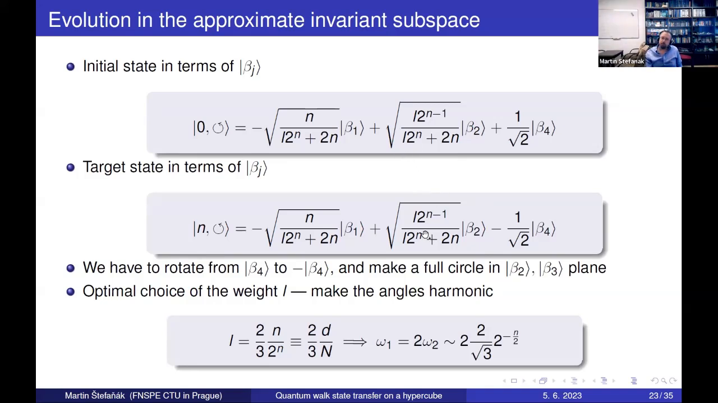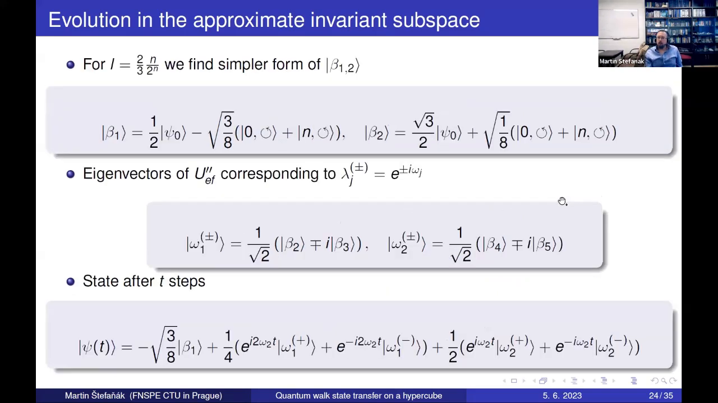And to do this, we have to choose the weight such that these angles, these frequencies, omega 1 is twice omega 2. And this happens when you choose the weight such that it's 2/3 of what we had for the search. So we have to choose the weight in a slightly different way to make these angles harmonic, so that we do a 2 pi rotation in one plane and a pi rotation in the other. And again, for this weight, the beta 1, beta 2 coefficients simplify, they no longer depend on n, and the amplitudes are fixed.